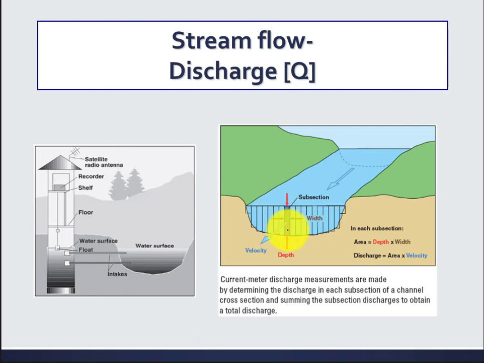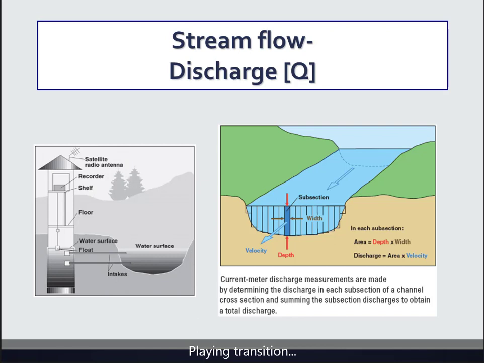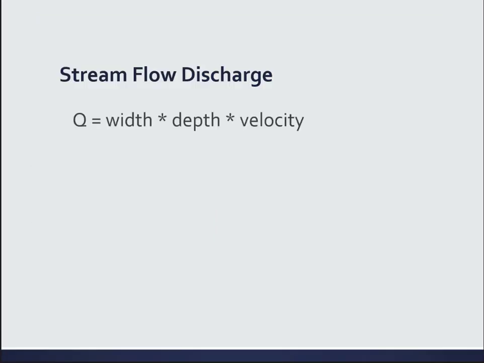This area in blue has a width and it has a depth. And then when we measure the amount of water flowing past that, the velocity, and multiply them all together, we get discharge. Basically, it is depth times width, that's the area, and then area times velocity. So stream flow discharge, Q for discharge, is the width times the depth times the velocity. And we can use the word area here.